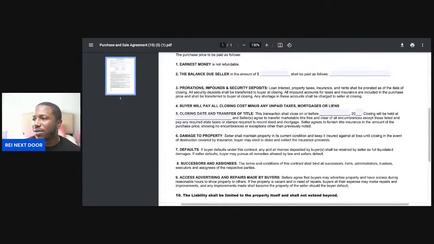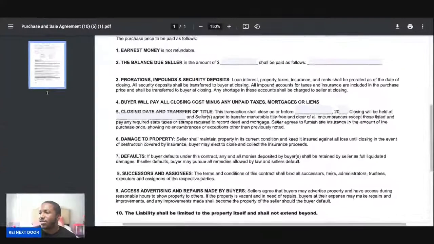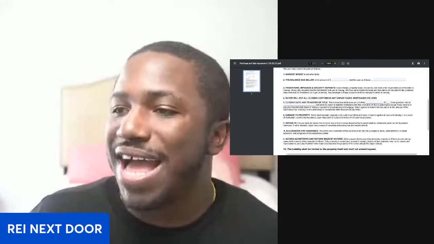But anyway, moving on to clause number 5. Clause number 5, closing date and transfer of title. This transaction shall close on or before, right? Blank date. This is a close by date.